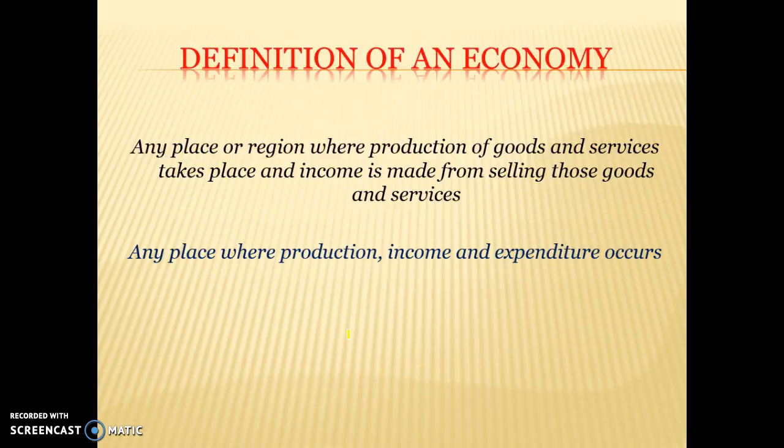Okay. The definition of economy. An economy is any place or region where production of goods and services takes place and income is made from selling those goods and services. So to be an economy, we have to be producing goods and services and generating some form of income. The three things that are present in any economy are production, income, and expenditure. So things will be produced, people will generate an income, and people will spend money on goods and services.